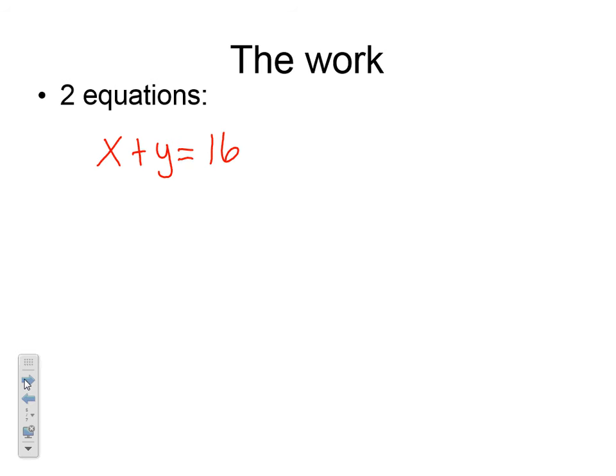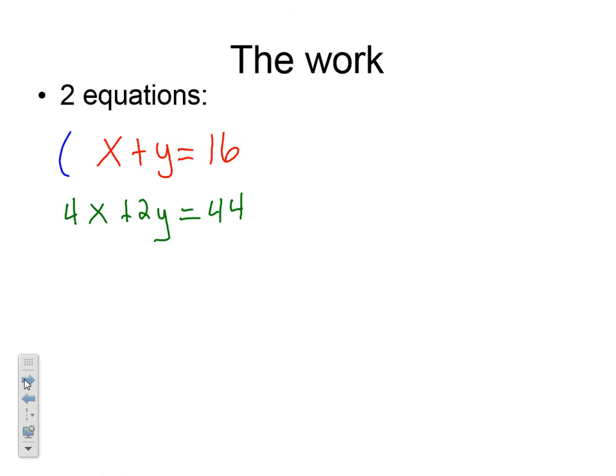Our other equation, we're talking about legs. We know we have 44 legs total. We know that cows have 4 legs, so I'll put 4x, and we know that chickens have 2 legs, so 2y. So here's our two equations. Now, any method that you choose, substitution or elimination, we have to solve for x and y now. I prefer elimination, so that's what I'm going to use.